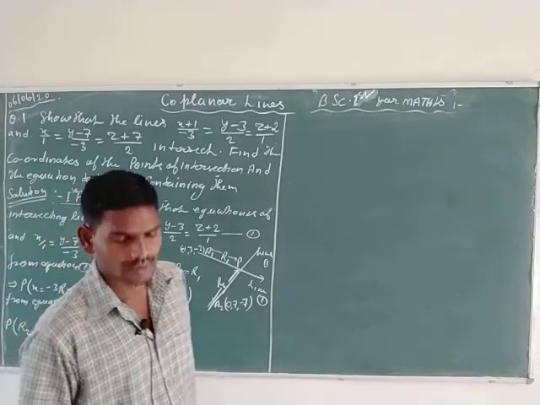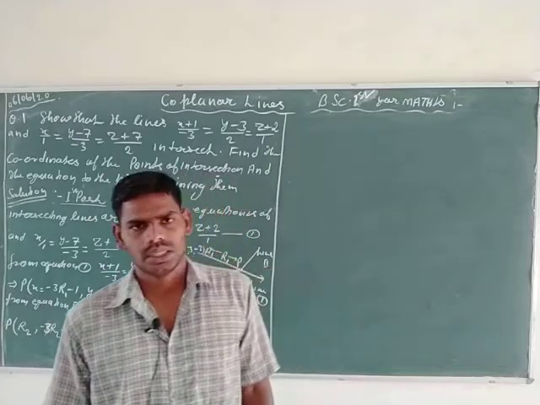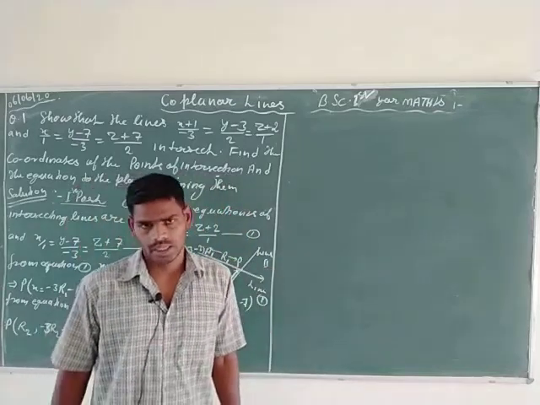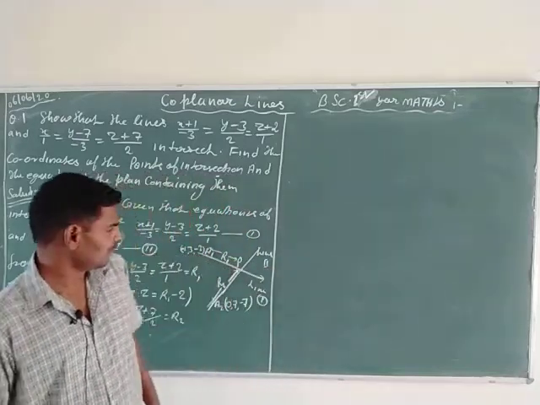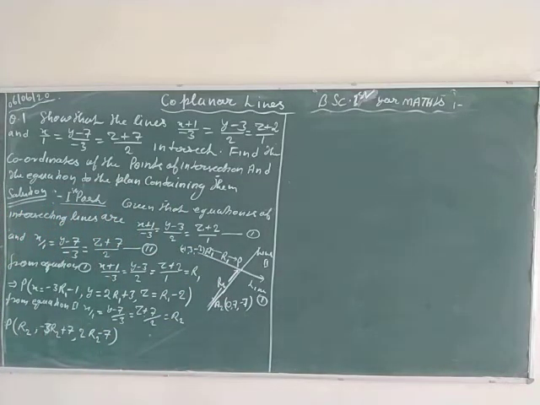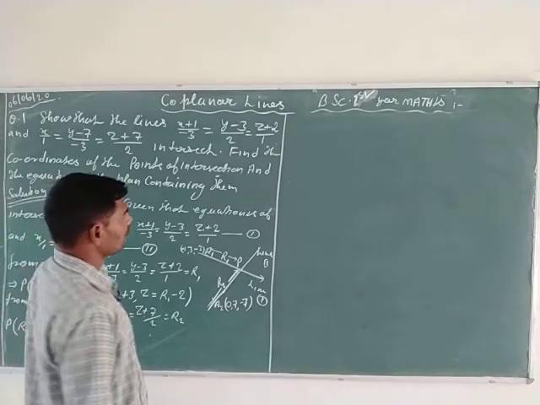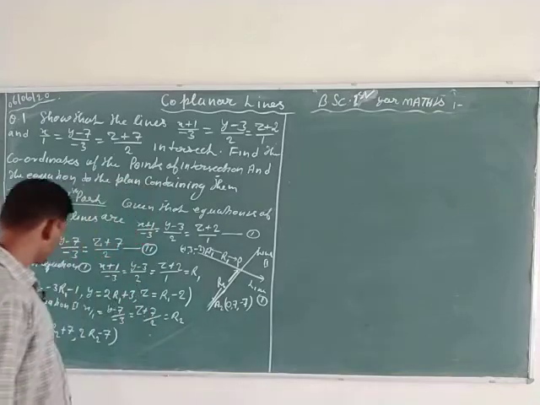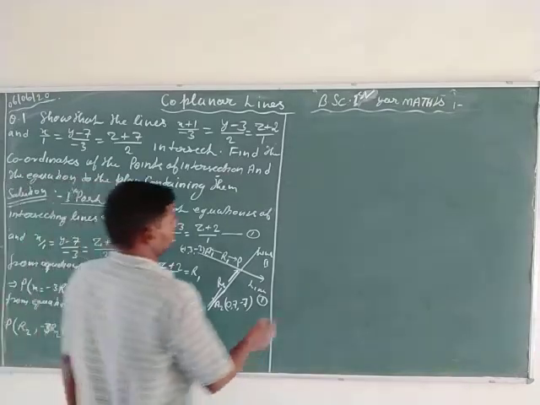Since these two lines intersect at only one point, and that point is denoted by capital P, the coordinates of P will coincide with each other: the x coordinate will coincide with the x coordinate, the y coordinate with the y coordinate, and the z coordinate with the z coordinate. Using this concept, write from above.